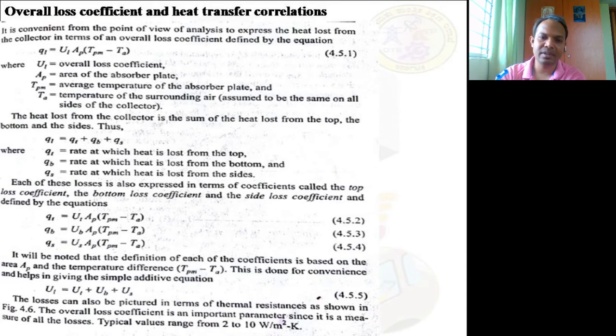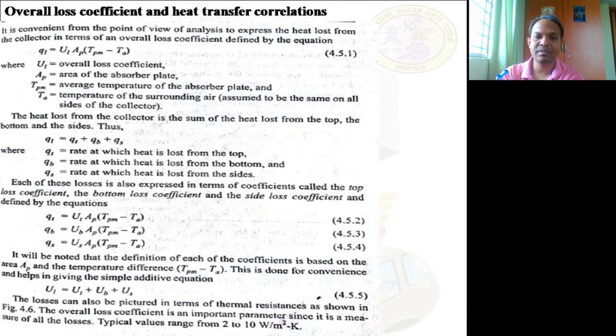It will be noted that the definition of each of the coefficients is based on the area AP, that is the absorber plate, and the temperature difference, that is the average temperature of the absorber plate minus the atmospheric temperature. This is done for convenience and helps in giving a simple addition equation, which is UL equal to UT plus UB plus US. The losses can be pictured in terms of thermal resistance as shown in the figure. I shall show you that in the next.